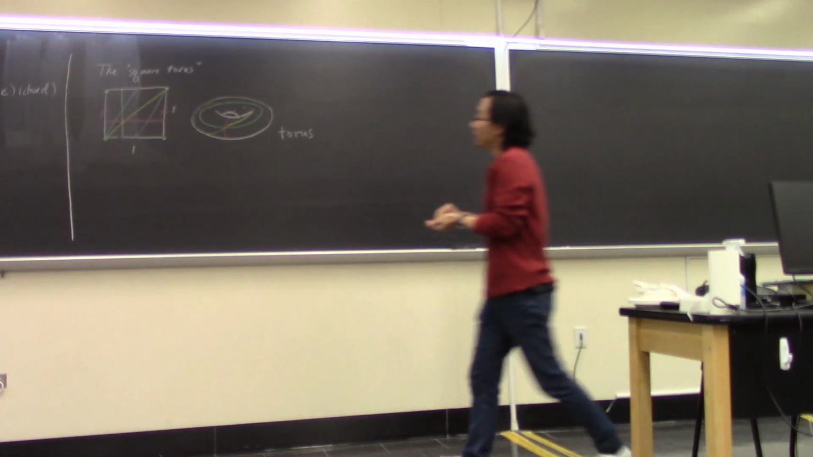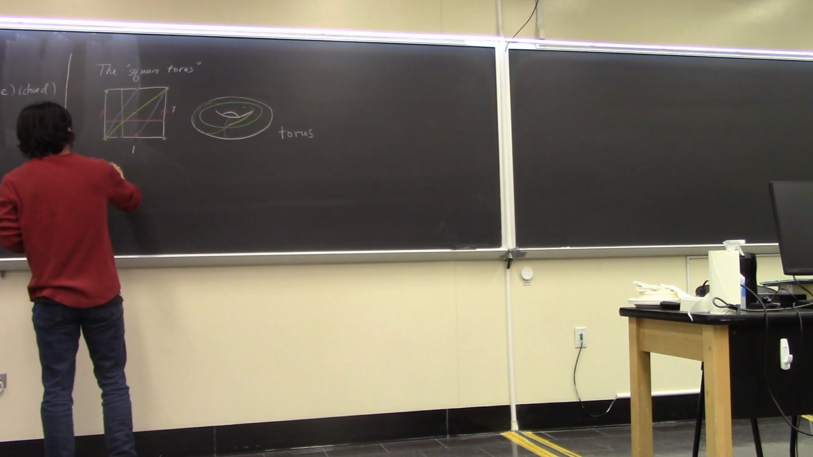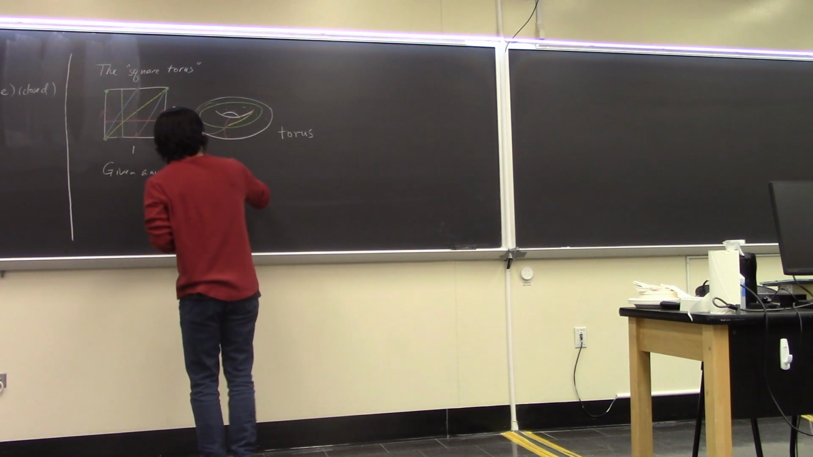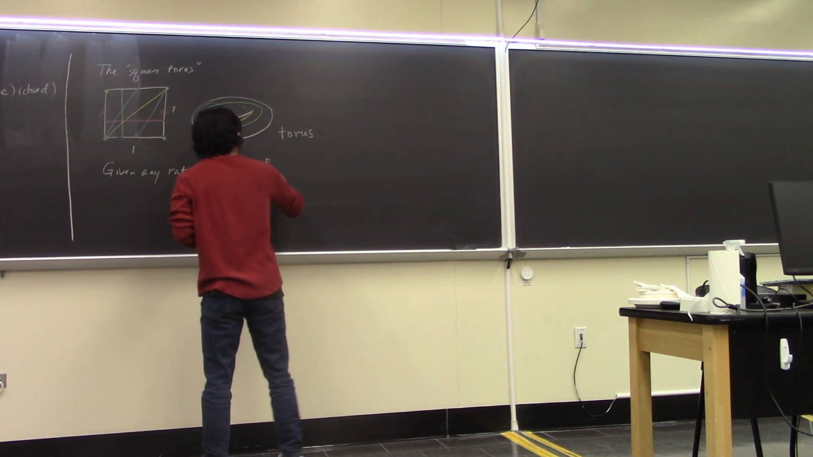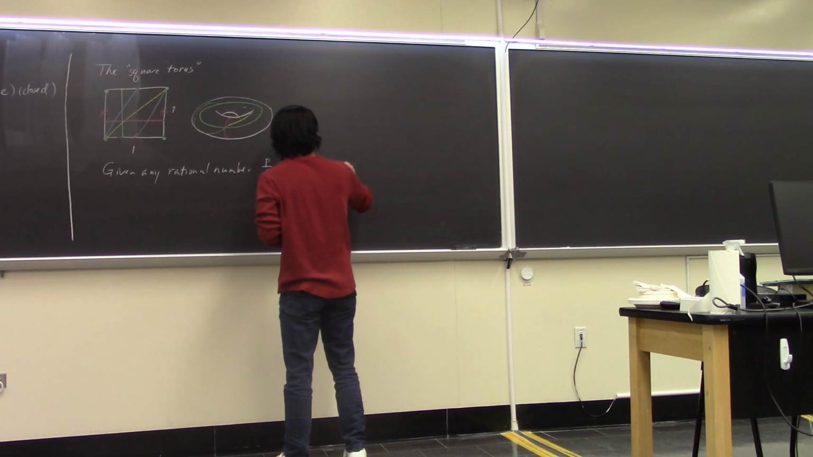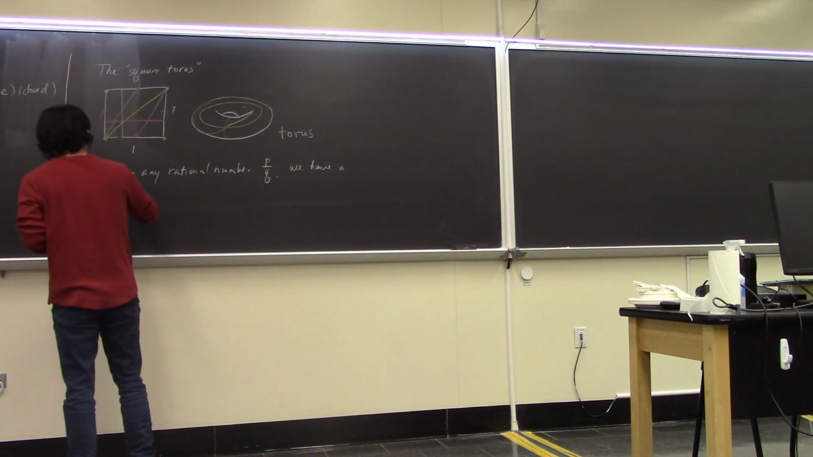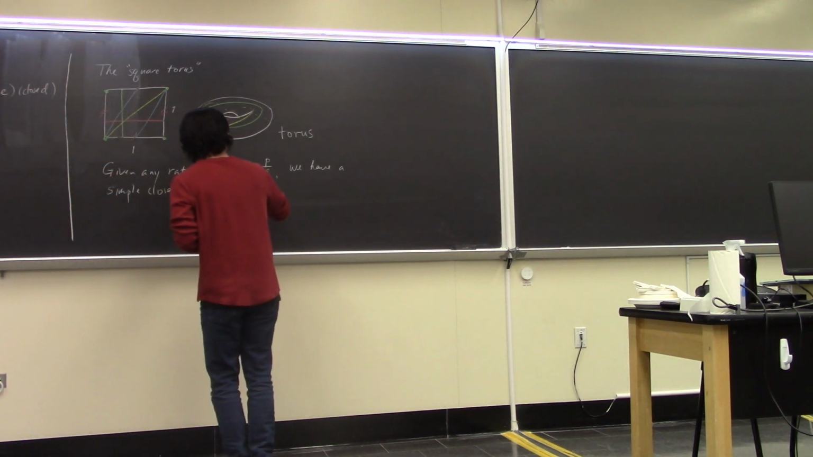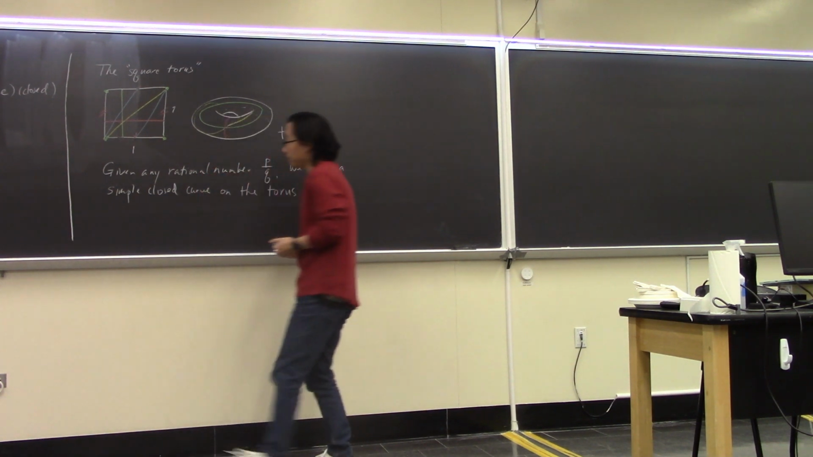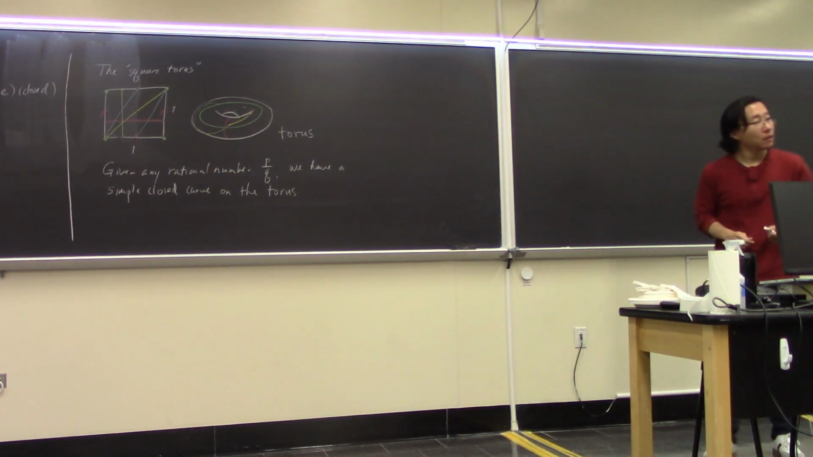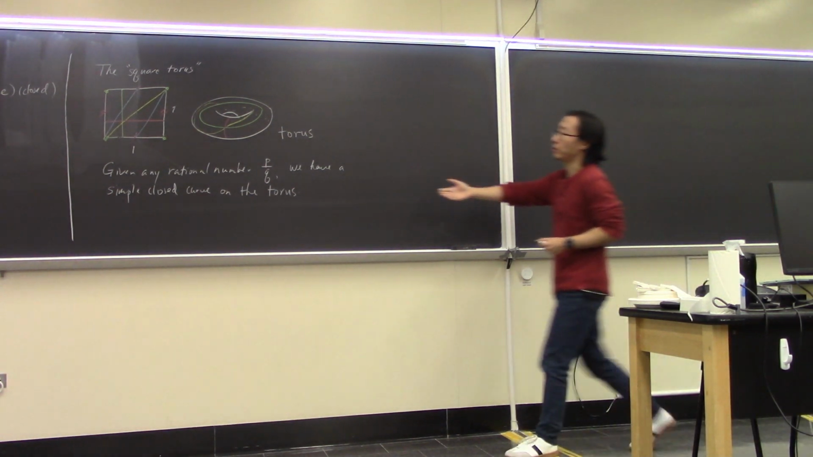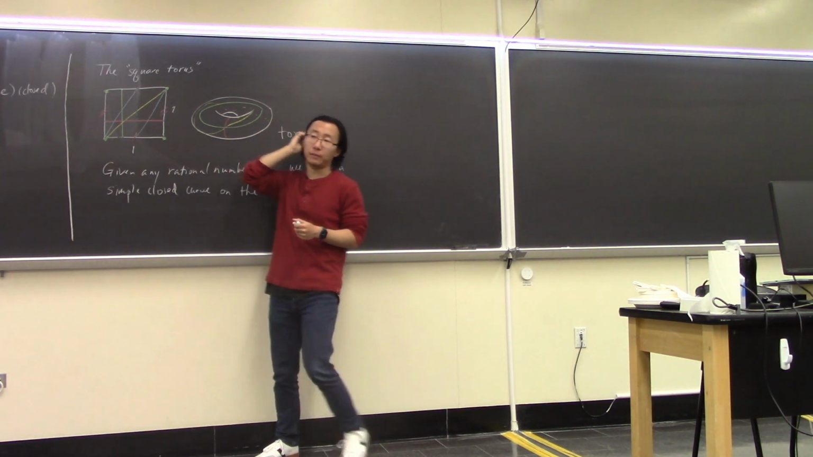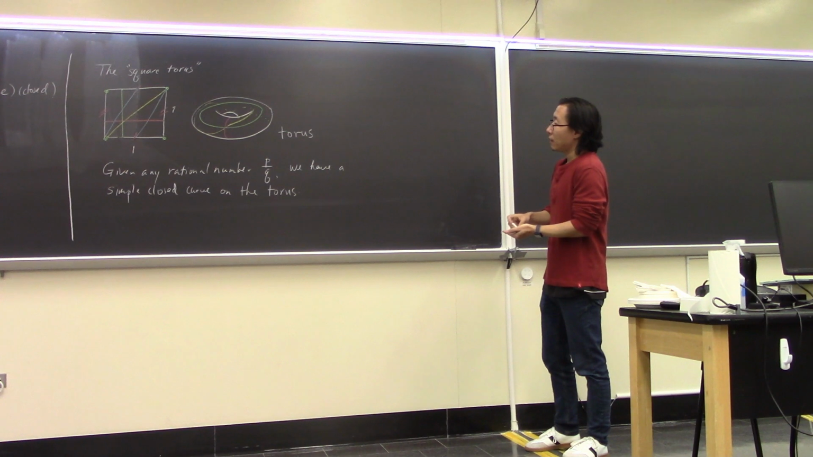And this can be easily generalized: given any rational number p over q, we have a simple closed curve on the torus. We need a rational number because we want it to return to the original point. If it's not rational, that cannot happen.